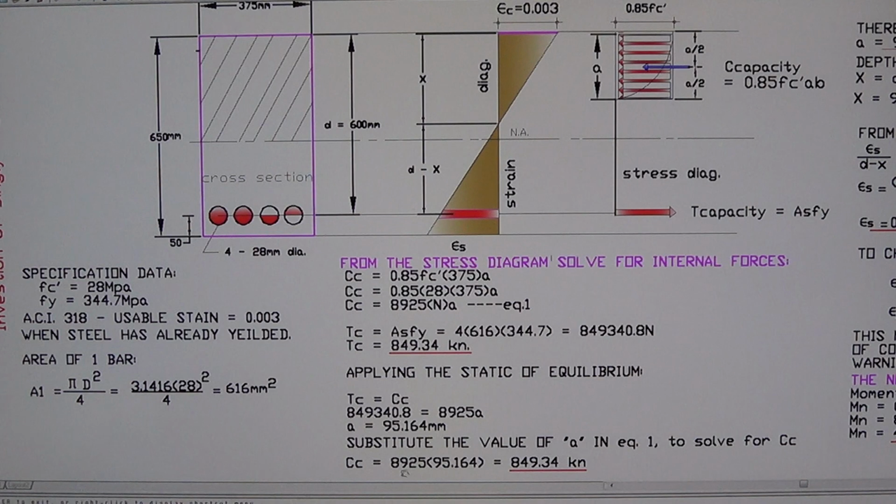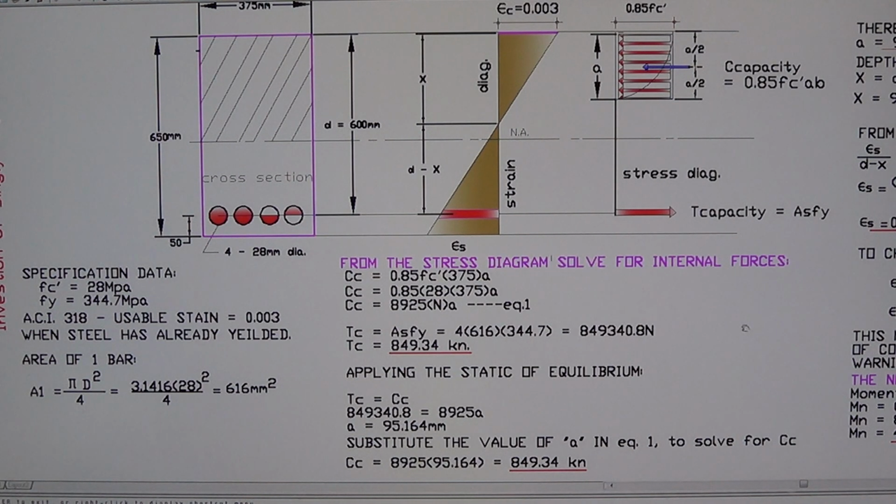So 8925 times A, 95.164, you get 849.34 kilonewton as well. So therefore the static equilibrium works. They are supposed to be equal, so it doesn't move. There's no unbalance, so they are balanced, right?